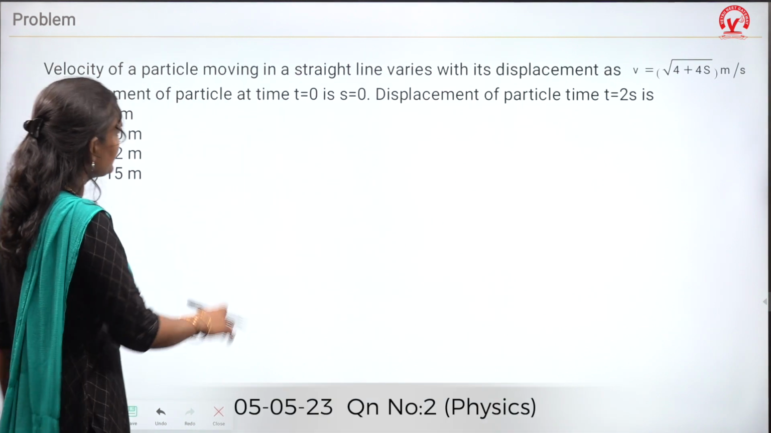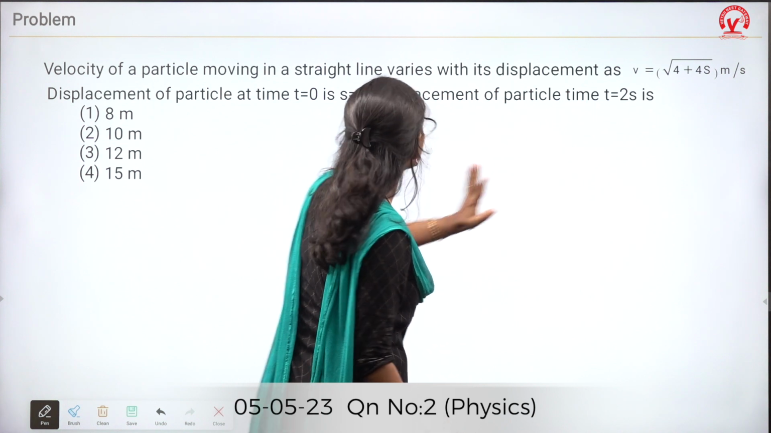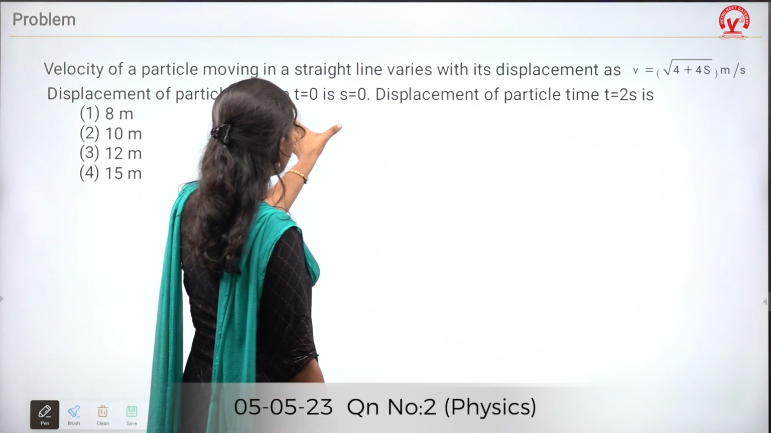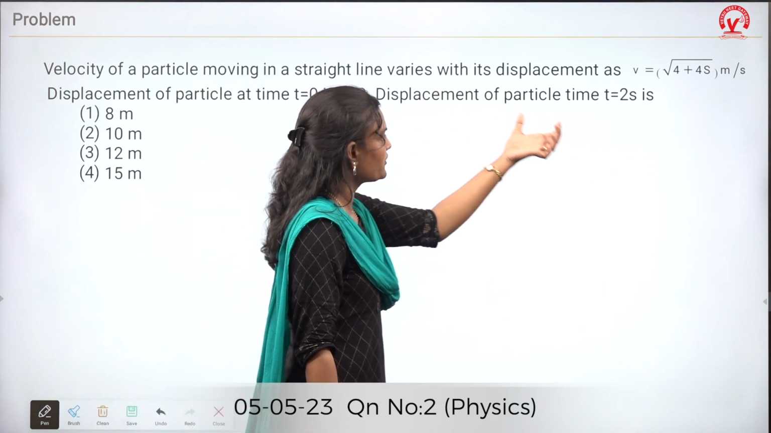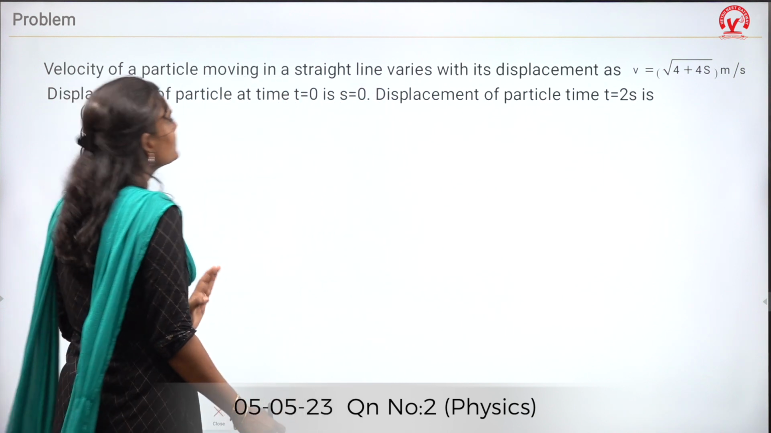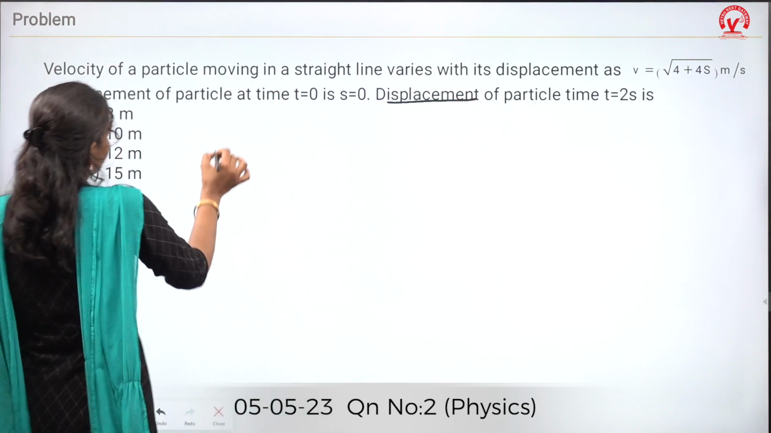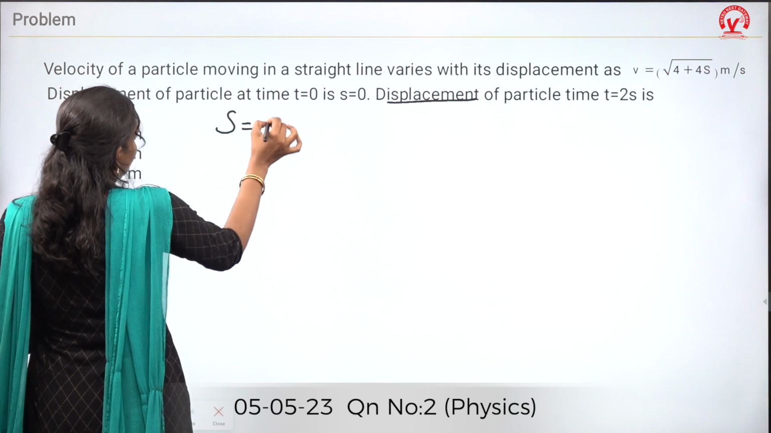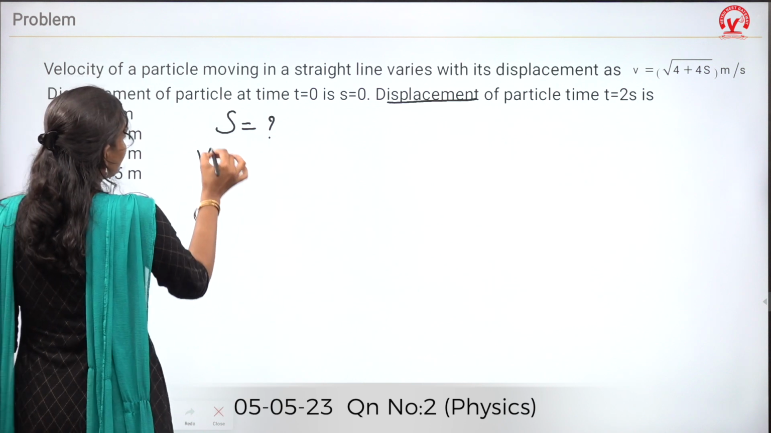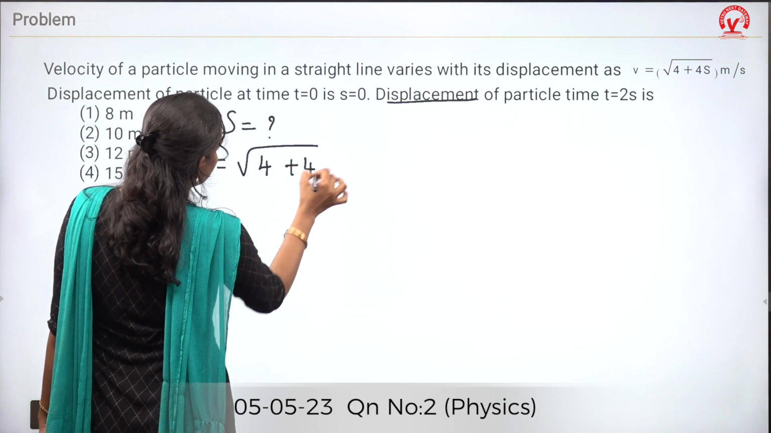The velocity of a particle moving in a straight line varies with its displacement, and they gave V as some value. The displacement of the particle at initial time is 0, and we need to find the displacement of the particle at t equal to 2 seconds. So our aim is to calculate the displacement of the particle, that is the S value. Now they gave V is equal to root of 4 plus 4S.